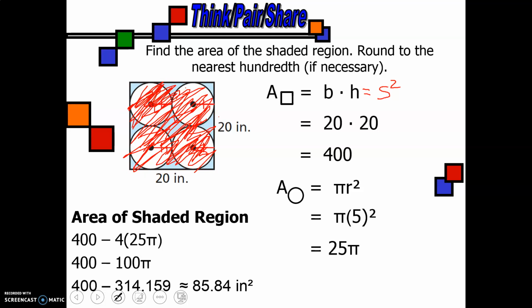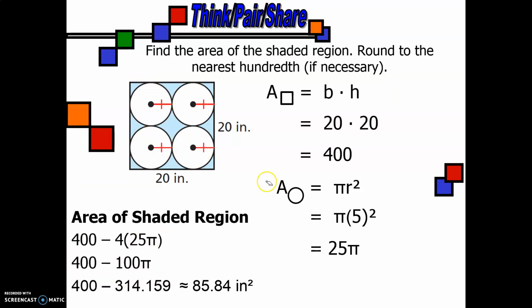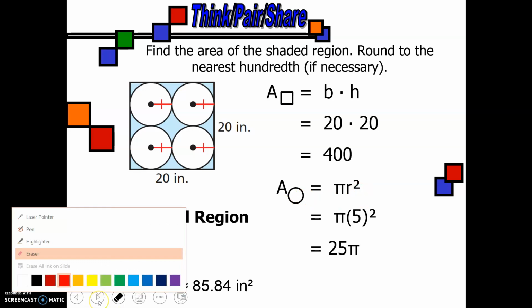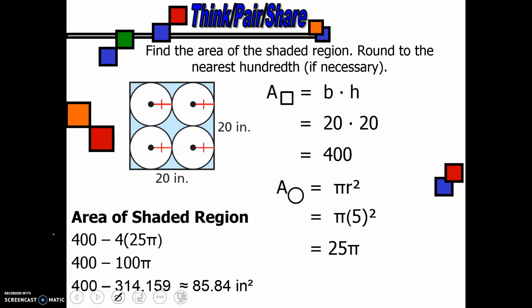Now that's too much area. We've got to take out the area of the 4 circles, and that's where the other calculations come in. So pi times r squared is the area of one single circle. And notice I have a radius of 5. So let's talk about why that's so.